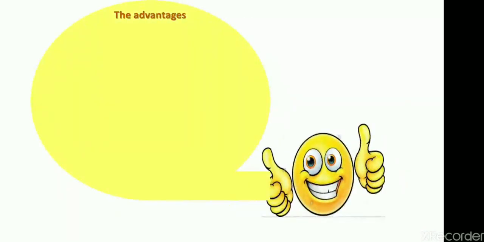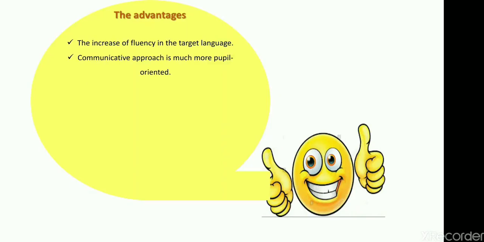Now, the advantages of this method: CLT can increase the fluency of the target language. This enables the learners to be more confident when interacting with other people, and they also enjoy talking more. Communicative approach is much more pupil-oriented because it is based on pupils' needs and interests. CLT seeks to personalize and localize language and adapt it to the interests of pupils.